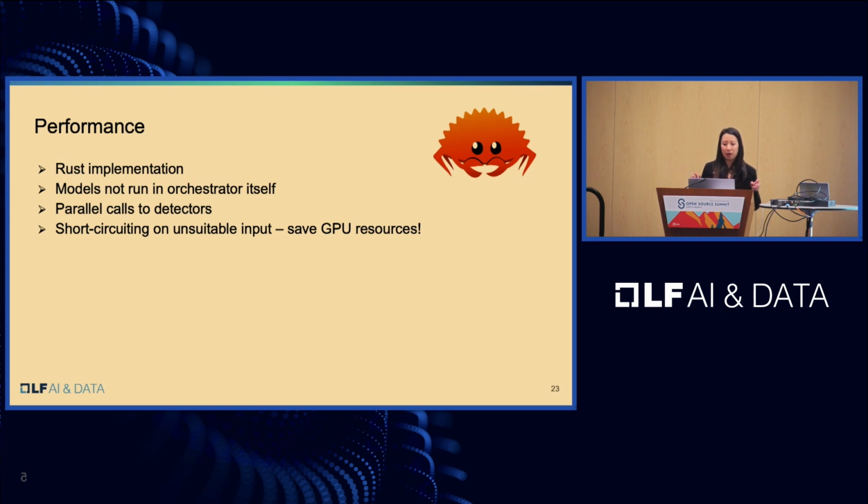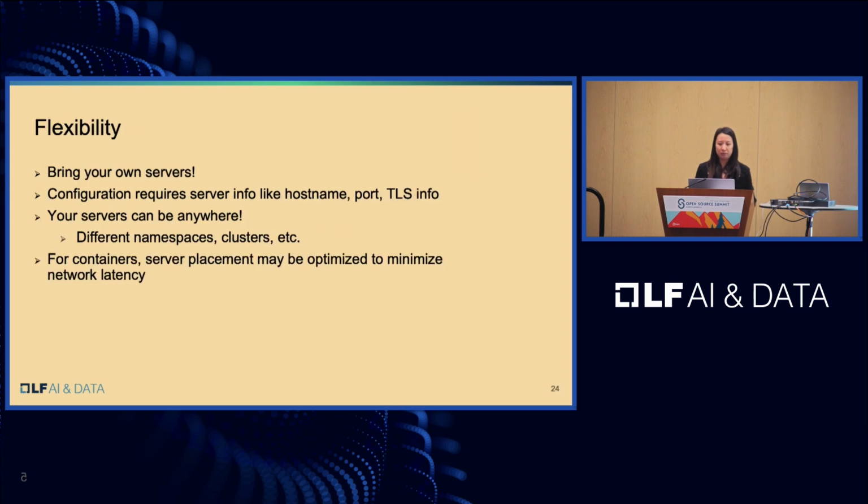Anything that required models, like the chunker, detectors, the actual LLM server, would be talked to by the orchestrator, but not be incorporated into the orchestrator itself. And so this way we were able to do other optimizations, such as make parallel calls to detectors, and we decided to be able to short circuit on unsuitable input. If your detector or detector configuration has already decided your input is unsuitable by any means, why waste GPU resources for your expensive LLM? We might as well just tell the user their input is inappropriate.